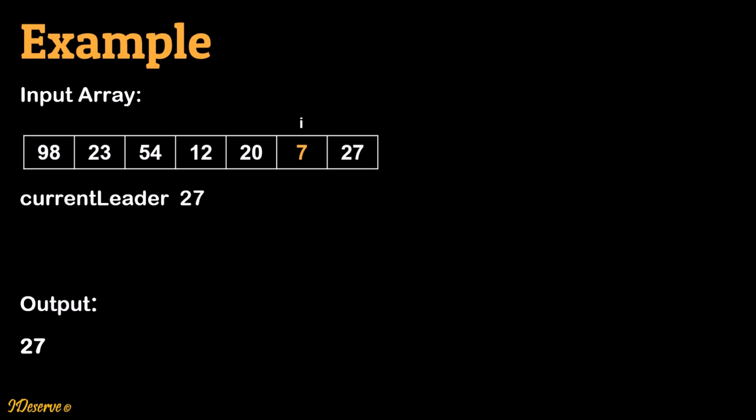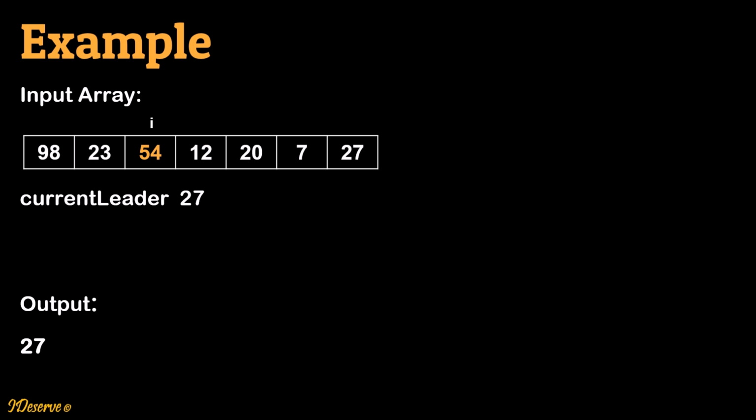Now current element is 7. Since 7 is not greater than currentLeader, we move on to the next iteration. Now current element is 20. Again this is smaller than currentLeader, so we move on to the next iteration. Again, current element 12 is not greater than currentLeader, so we move on to the next iteration.